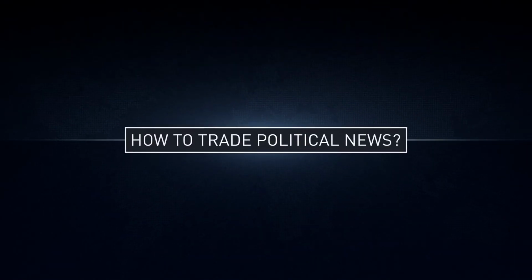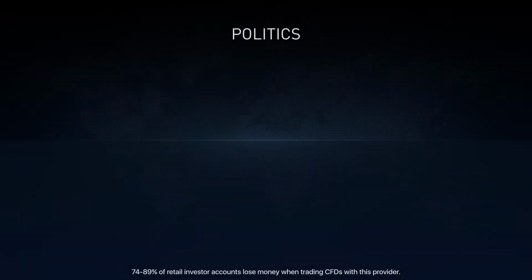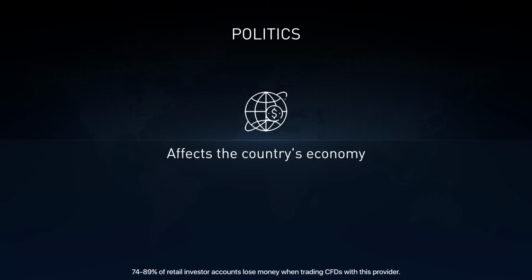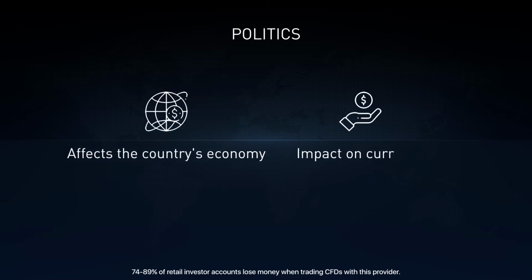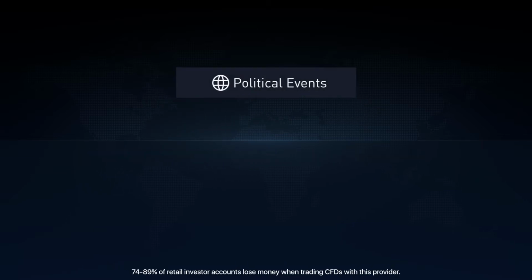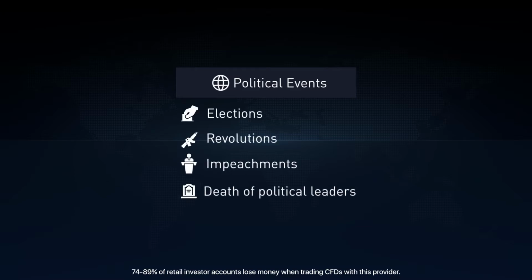How to trade political news. Politics affects a country's economy and as a consequence has a major impact on its currency. The most important political events that can affect the economy are elections, revolutions, impeachments, death of political leaders, etc. In other words, everything that may cause political instability.